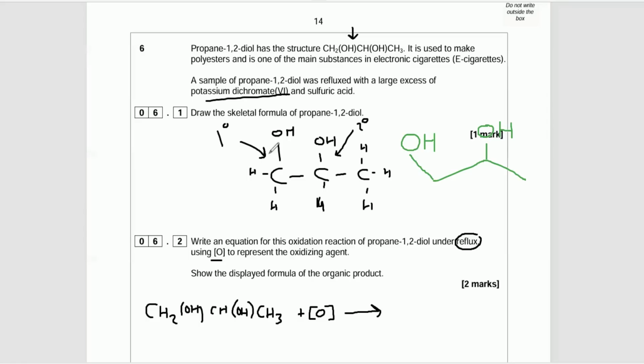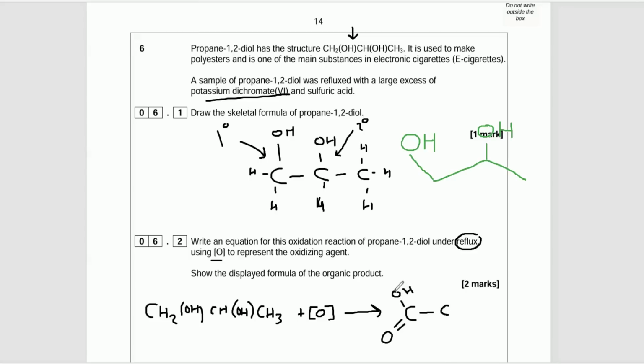So a primary alcohol, we can oxidize that to what? An aldehyde, and then we can oxidize that further to a carboxylic acid. So really over here, I want to change this to a carboxylic acid. So I'm going to keep my OH group, but I'm going to put a COO. So we've got a carboxylic acid there. Maybe it looks a bit nicer with the O up there and the OH down there, but it doesn't matter.